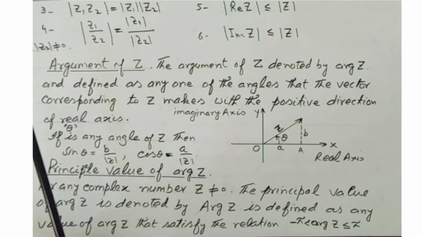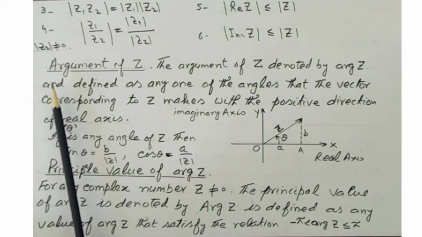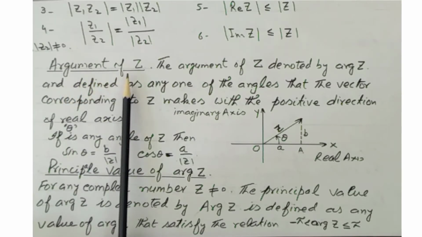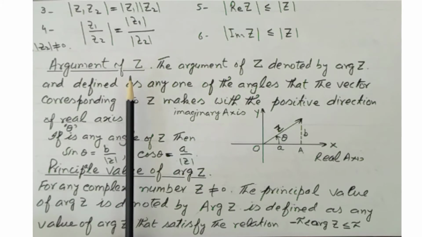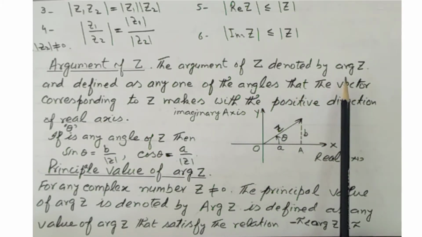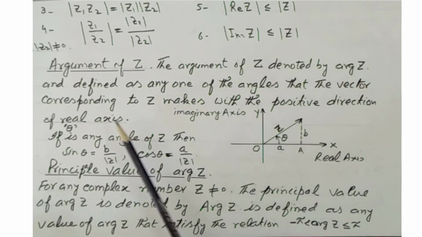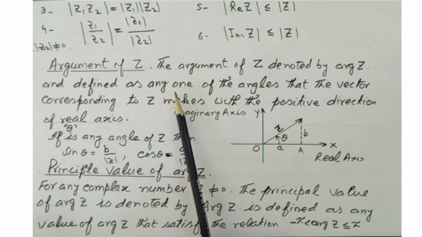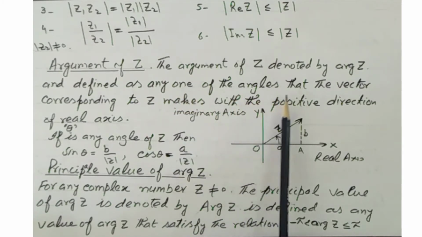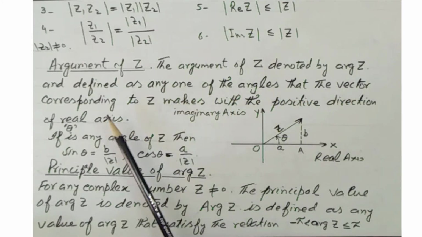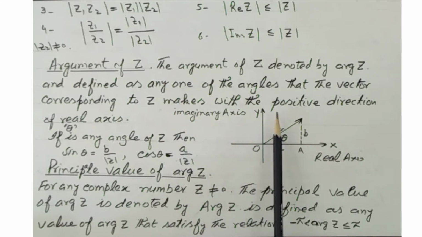Now an important part of z is the argument of z. How do you find the argument of z? So we give the basic definition of the argument of z. The argument of z is denoted by arg z and defined as any one of the angles that the vector corresponding to z makes with the positive direction of the real axis.